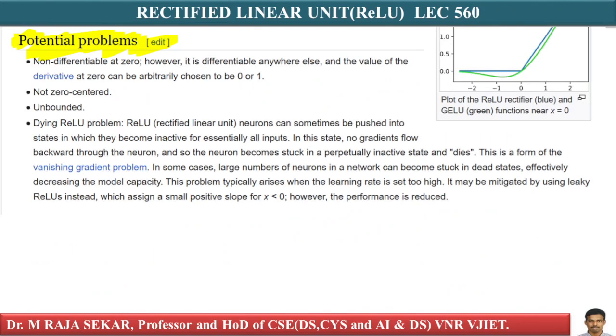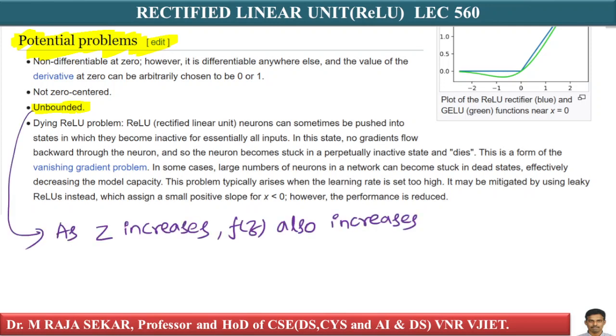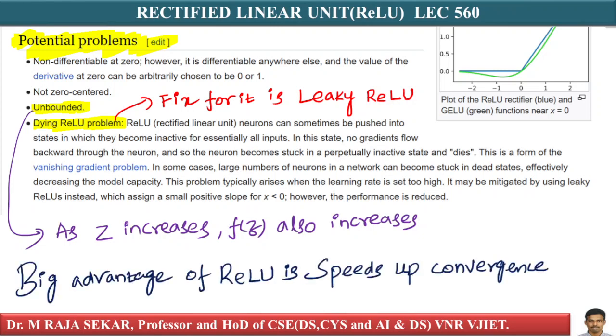What are the potential problems here? Unbounded basically means as z increases, f of z also increases. There is no bound. It keeps increasing. But the biggest problem is dying ReLU, the dying activation problem. The fix for it is leaky ReLU.